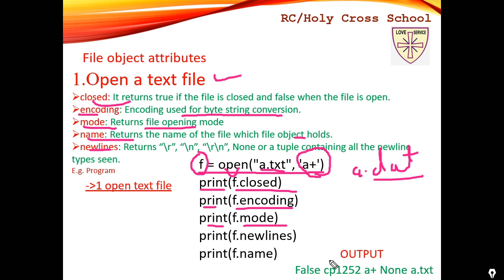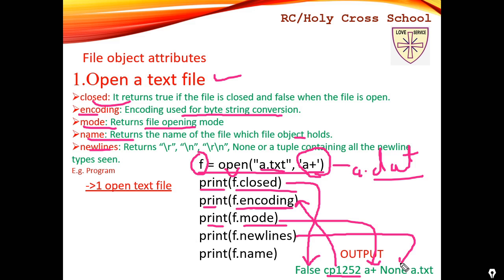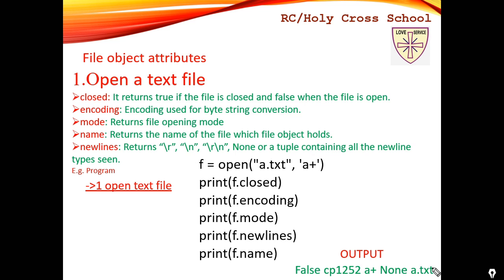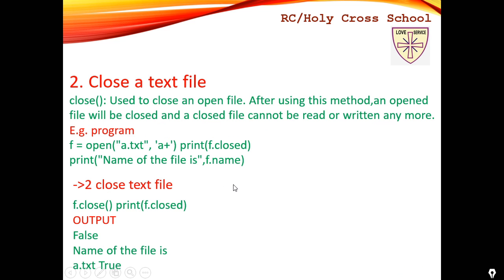So suppose for this file, you just check it out, f.closed. We have opened this file and we have printed here whether it is closed or not. So what answer is coming out here? False, because it is not closed yet. Are you getting me? This is f.encoding. Encoding is the encoding of this character. Print f.mode, it is a plus mode. Print f.newlines, till now we have not written anything, so none. Print f.name, what is the name of the file? a.txt, right? I hope you have understood. Okay, so let's see what is the next one. Closing a file, simple. You have to write f.close.